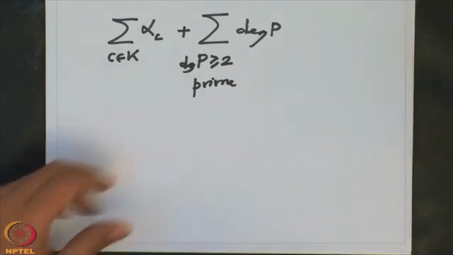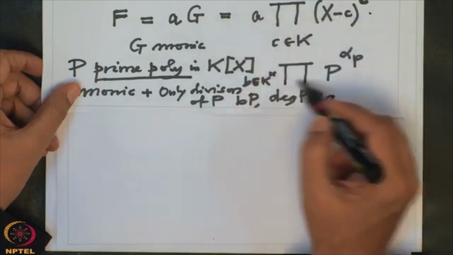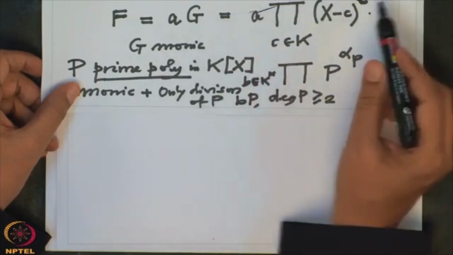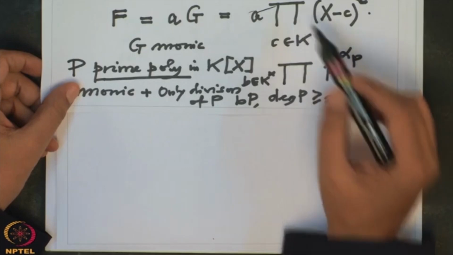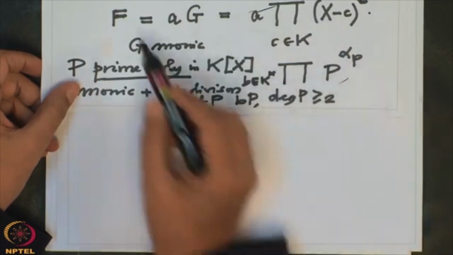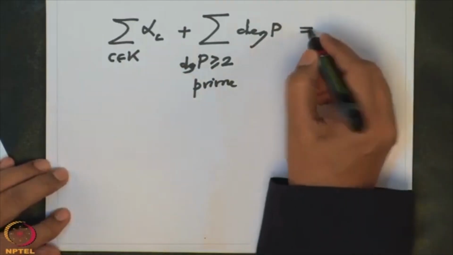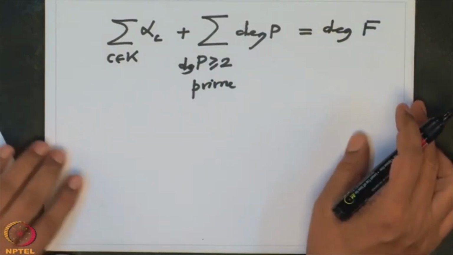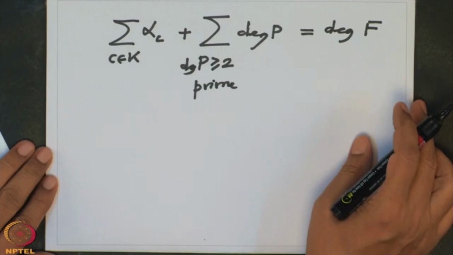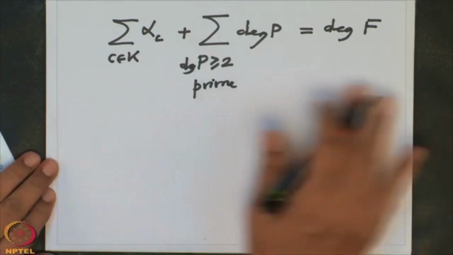I am comparing the degrees. This degree here is the degree of this. For each factor it is this, so it is a sum. Similarly here it is a sum of alpha P times degree P, and the other side is degree f. So this is equal to degree f. This is the degree formula. Because we are over a field, the sum of the degrees of the factors in the product is equal to the degree of the product. That is what we used for this.